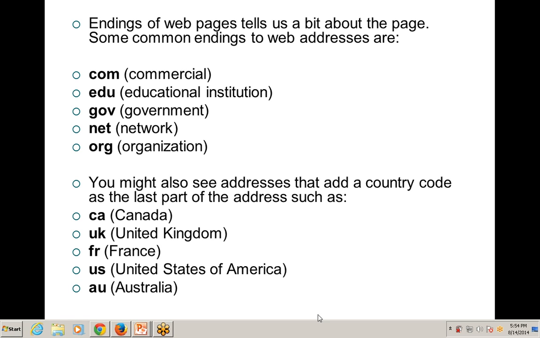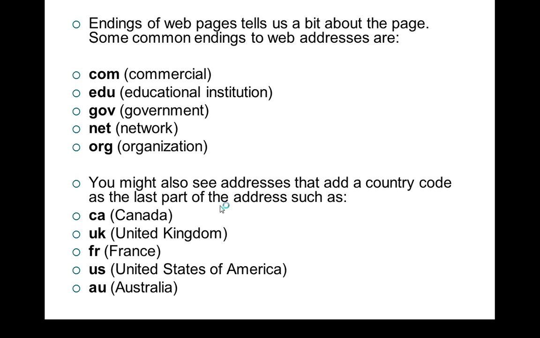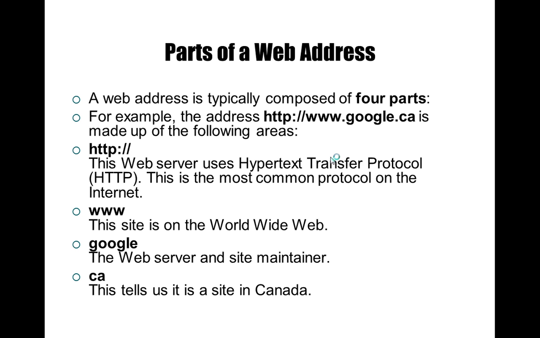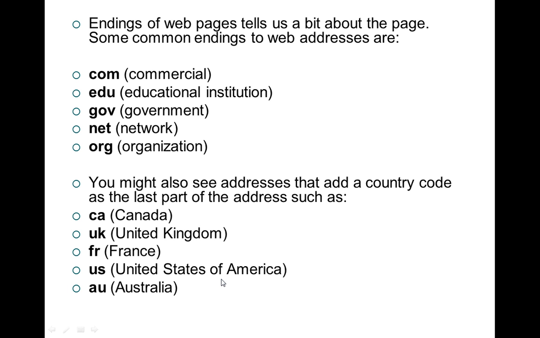Next, you might also see addresses that add a country as the last part, like this one. This is the part for the country, like www.google.ca. So some of the country codes are CA, that is Canada, UK, that is United Kingdom, FR, that is France, US, United States of America, and then Australia.